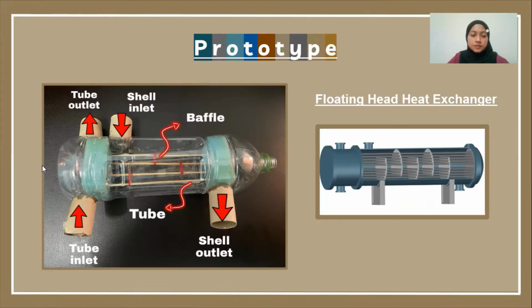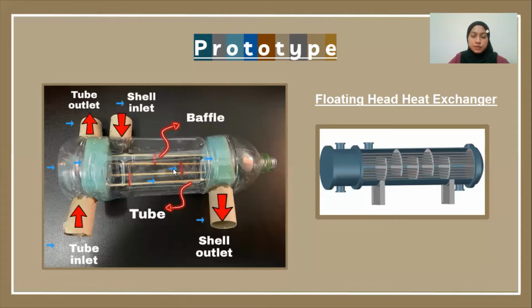Then this is our prototype for the floating head shell and tube heat exchanger. For this prototype, we use recyclable material. For the shell, we use a mineral bottle. Here is the gas inlet and here is the gas outlet. Here are the tubes. Here is the water inlet and here is the water outlet. Then here is the tube sheet and at the back is the floating tube sheet. And lastly, the red one here is the baffles.